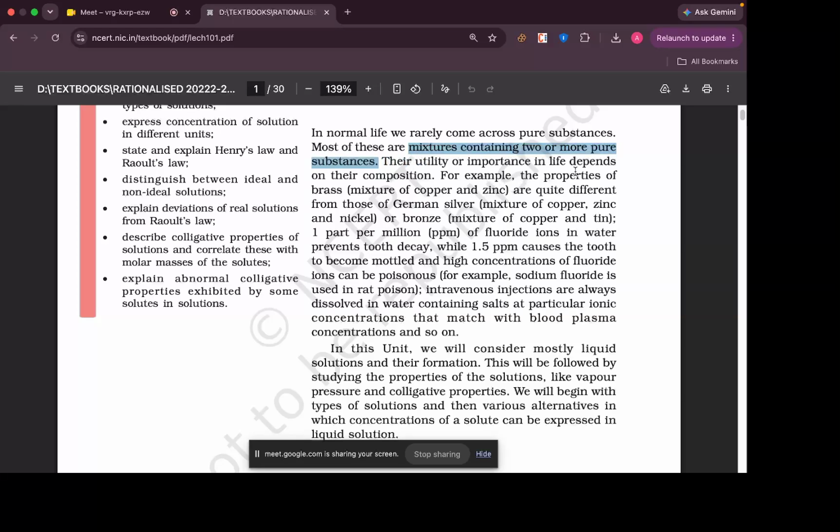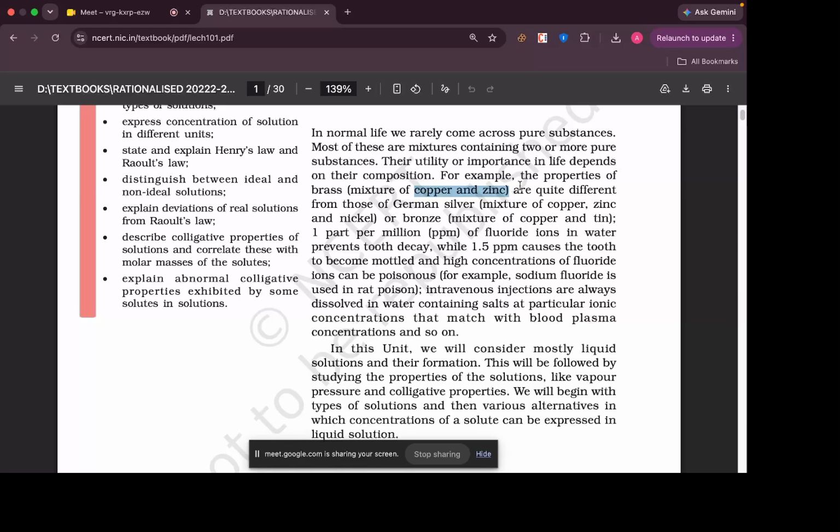Second, I will go for the example, the properties of brass. Now this can become a theoretical question. How? They will ask you, brass is a mixture of what? There you will say, sir, I don't know, but you have to read it. So brass is a mixture of what? Copper and zinc, Cu and Zn. When I mix Cu and Zn, I will get brass.